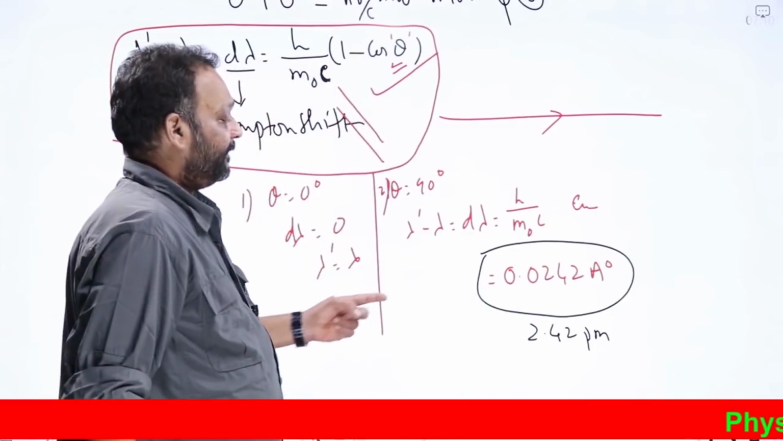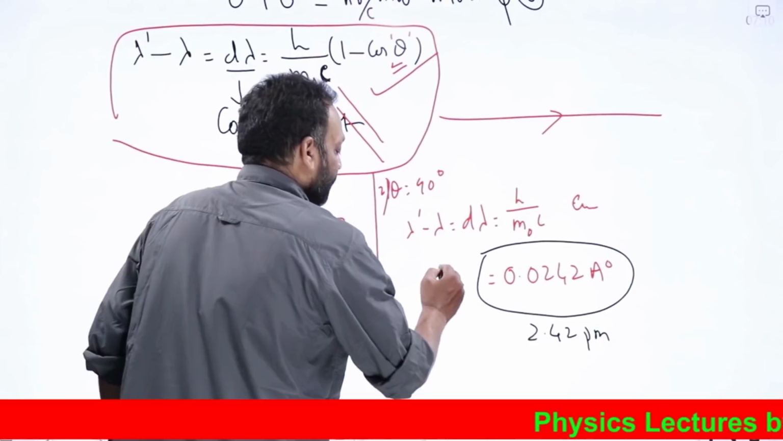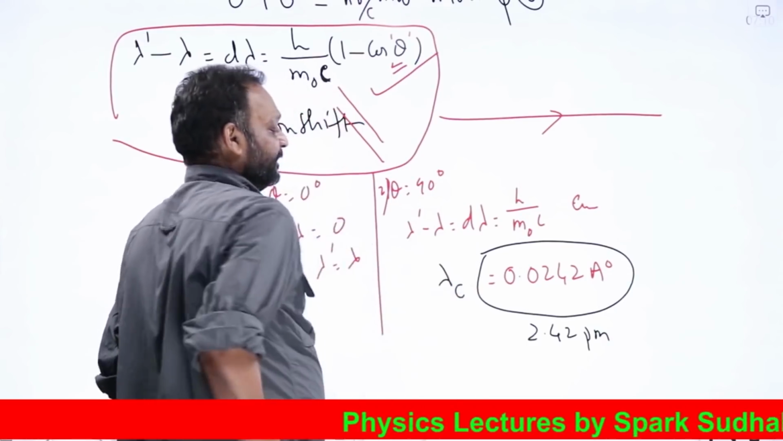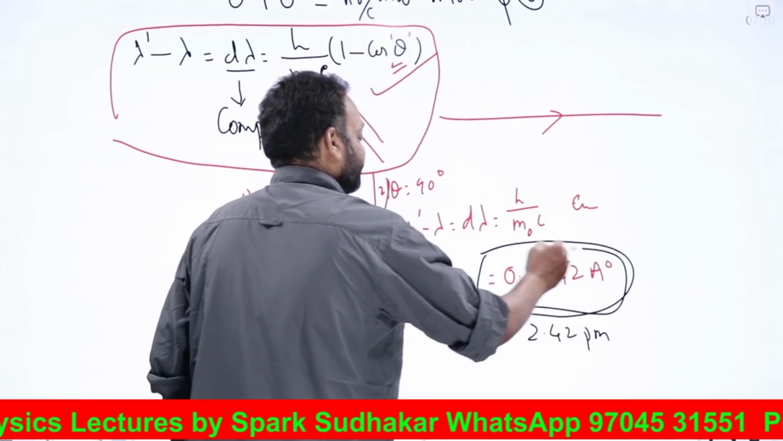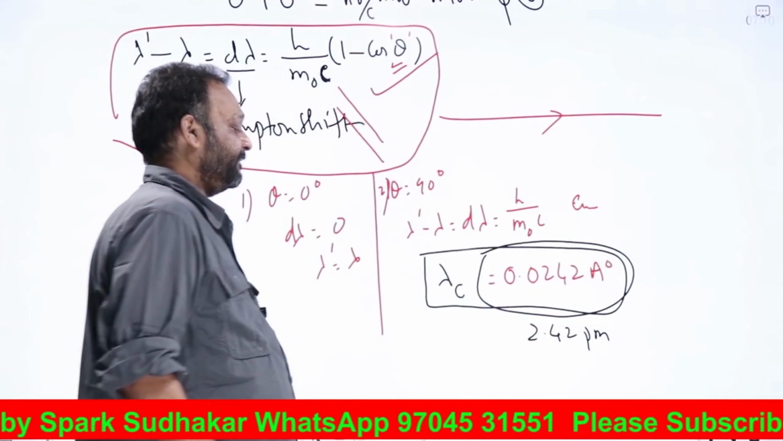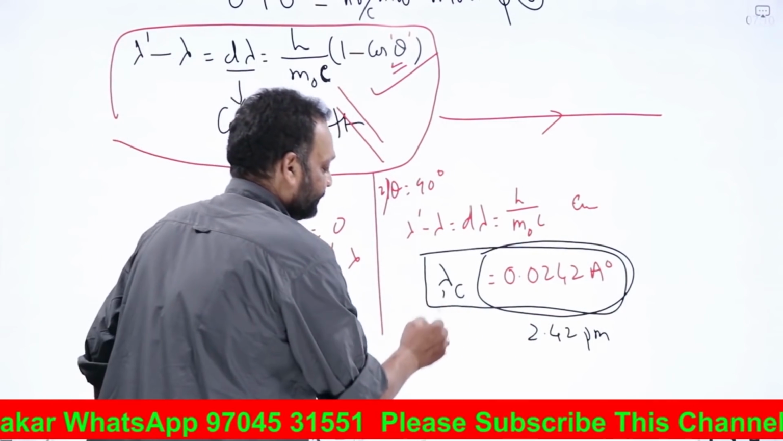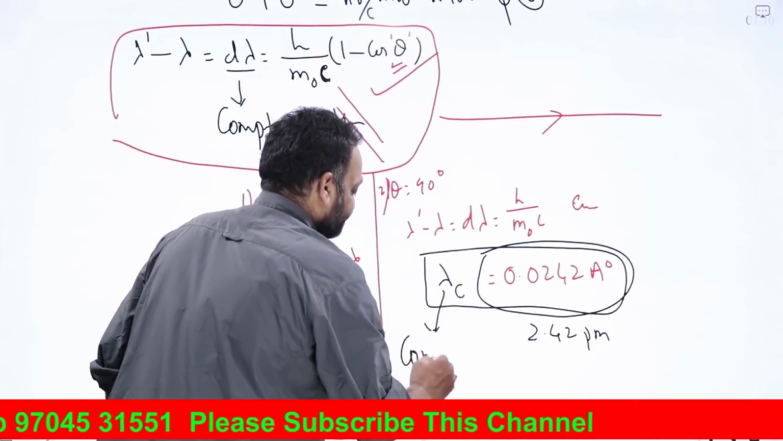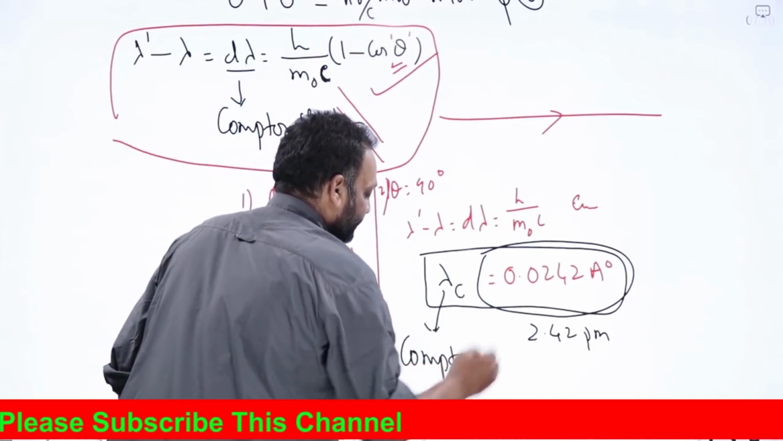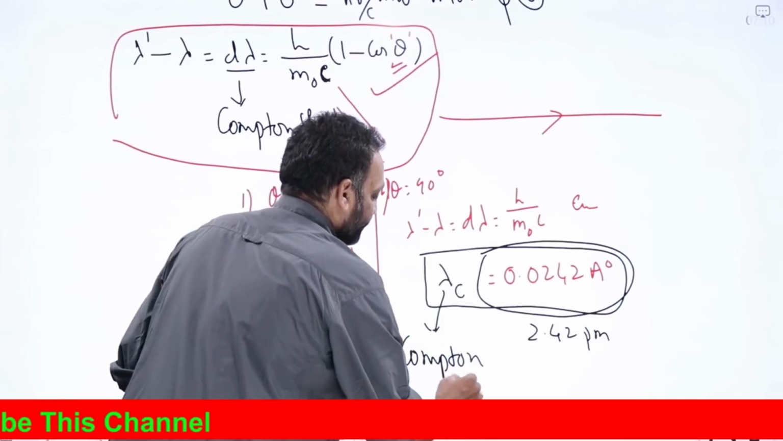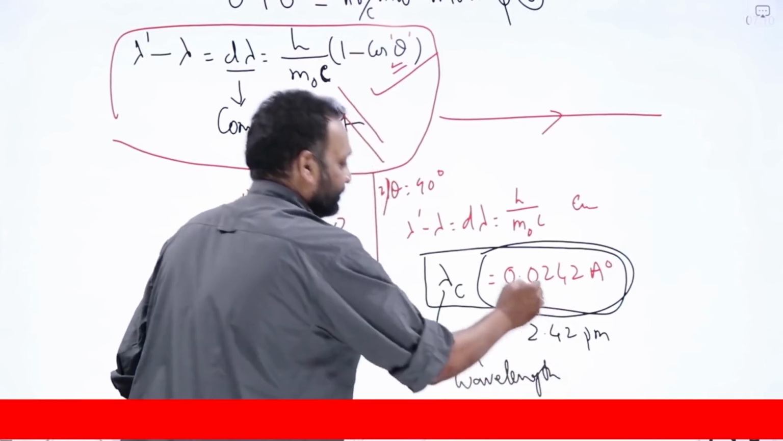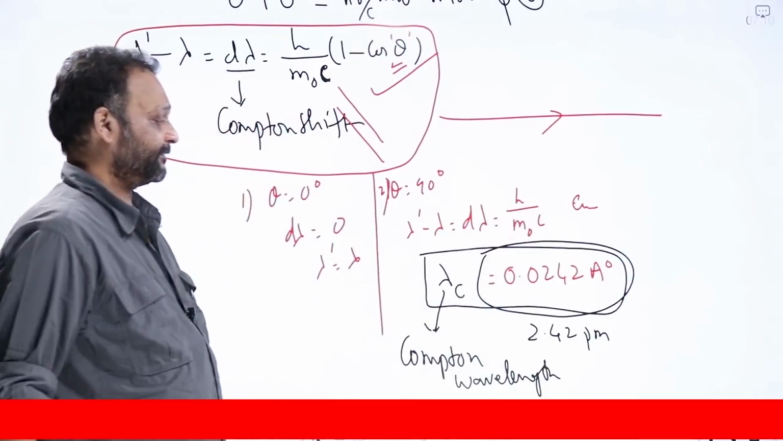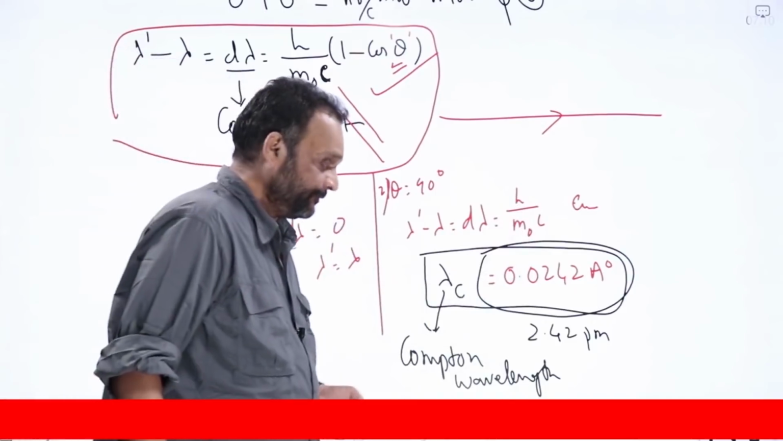This is called the Compton wavelength, lambda c. Compton has specially given his name to this Compton shift. When theta equal to 90 degrees, this is called the Compton wavelength. So wherever h by m naught c is there, you can write it as lambda c. So how much is lambda c? 0.0242 angstroms. What is the significance of this?